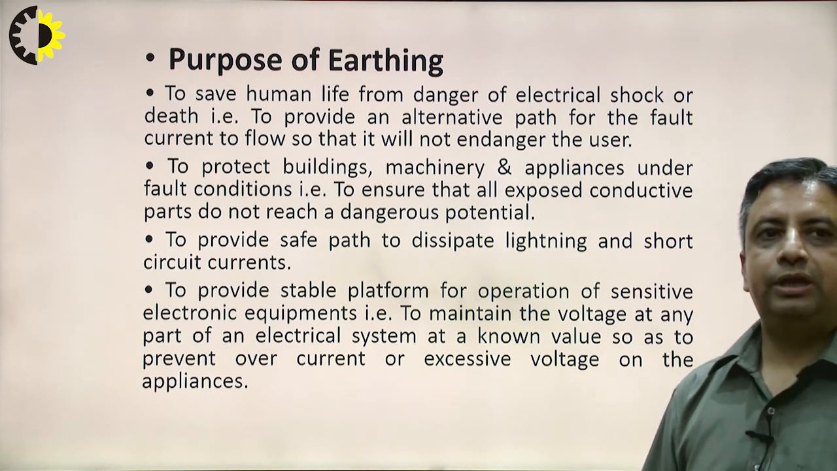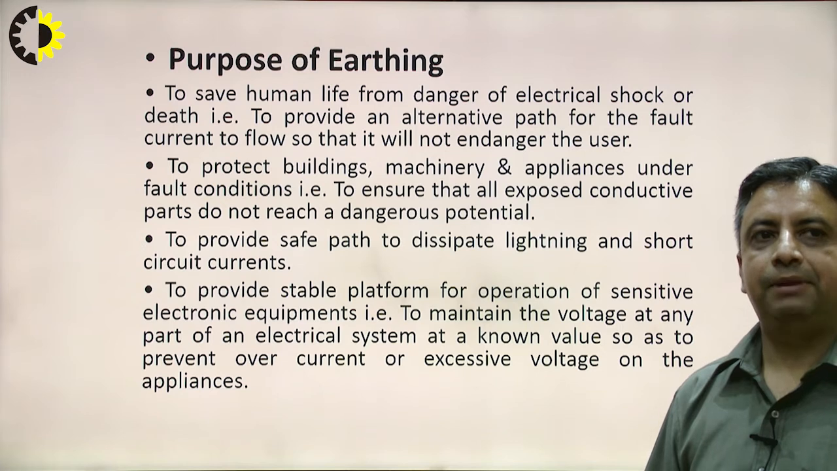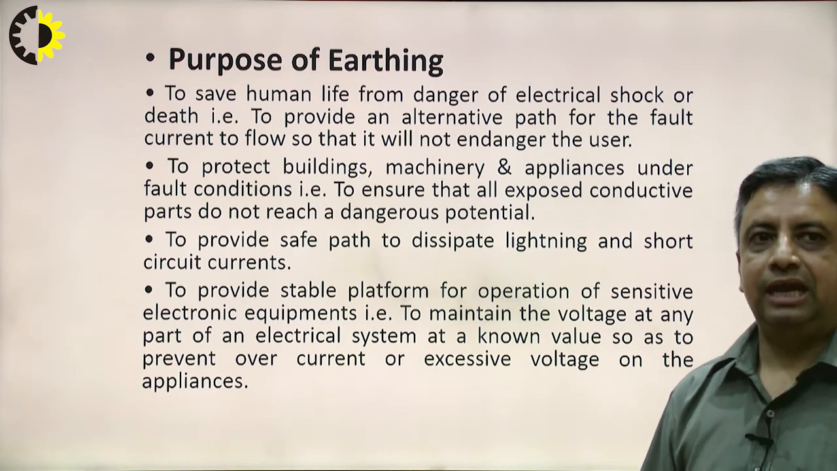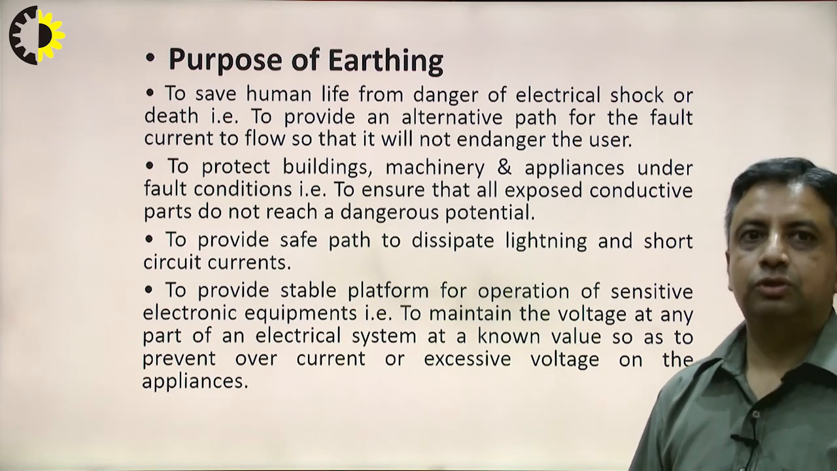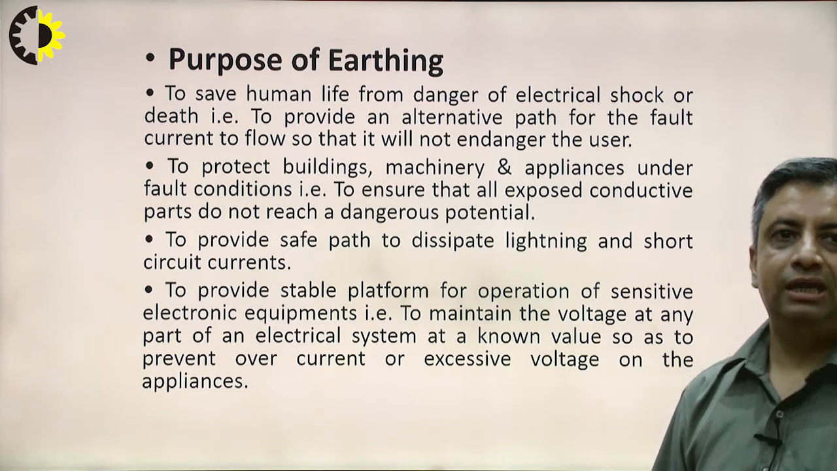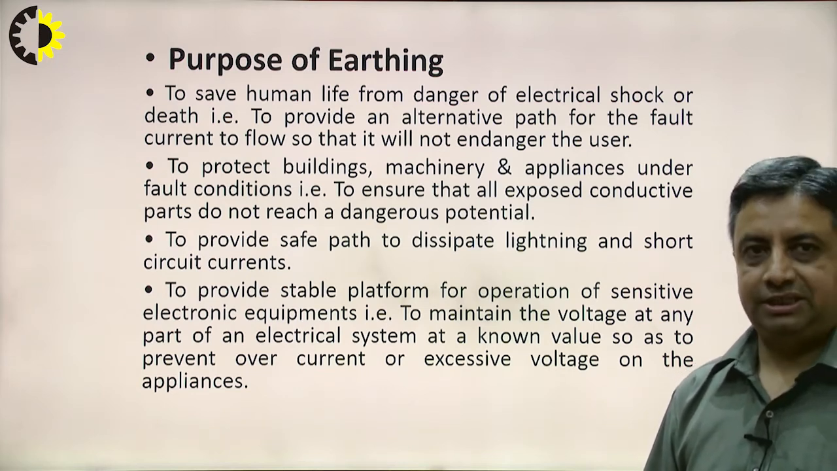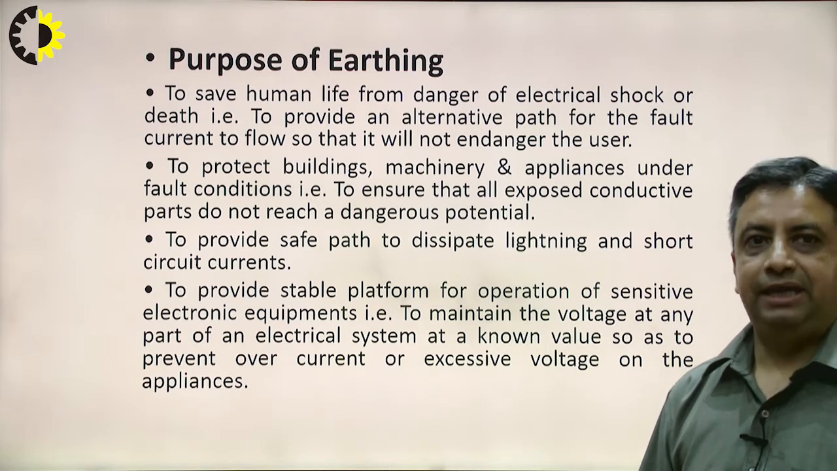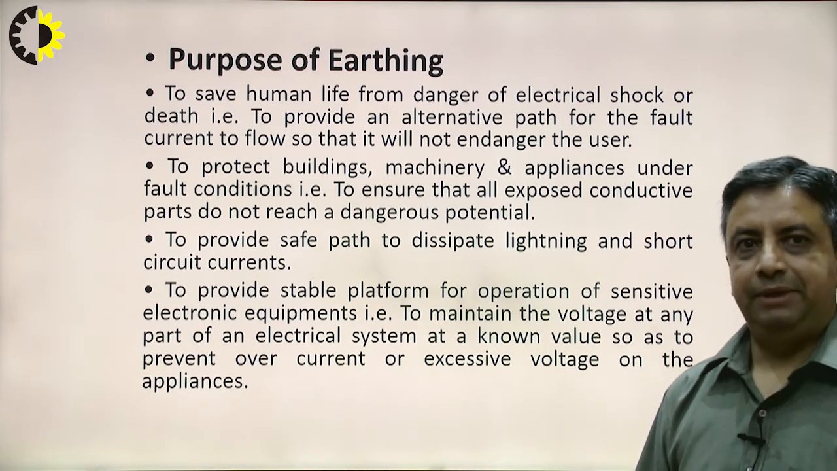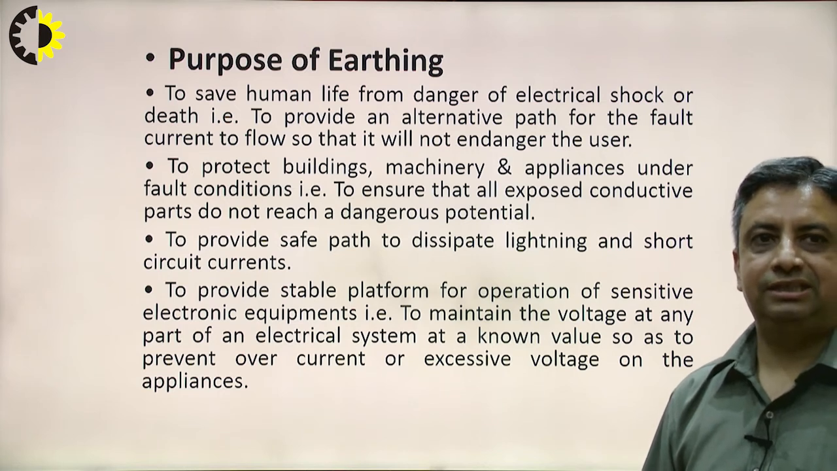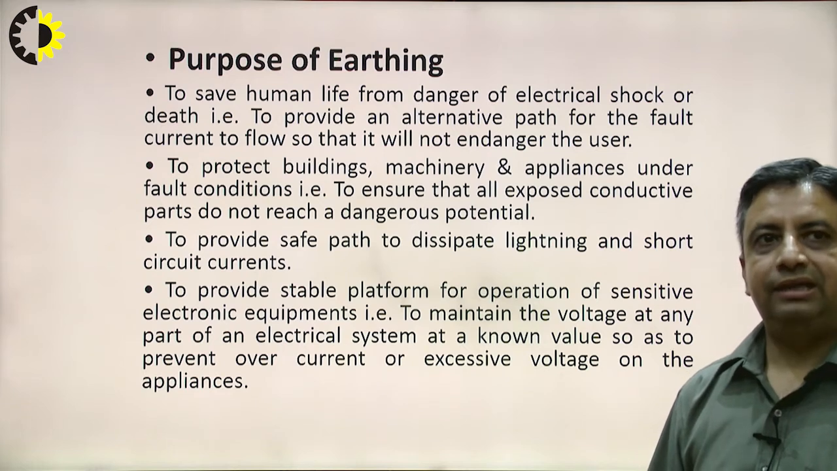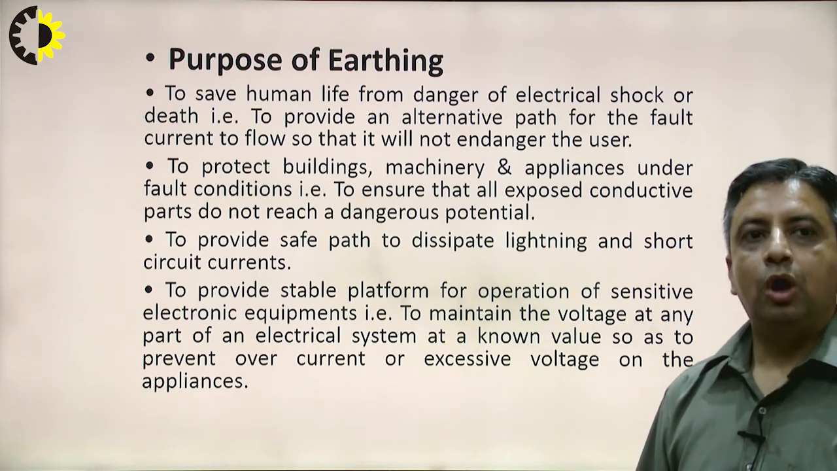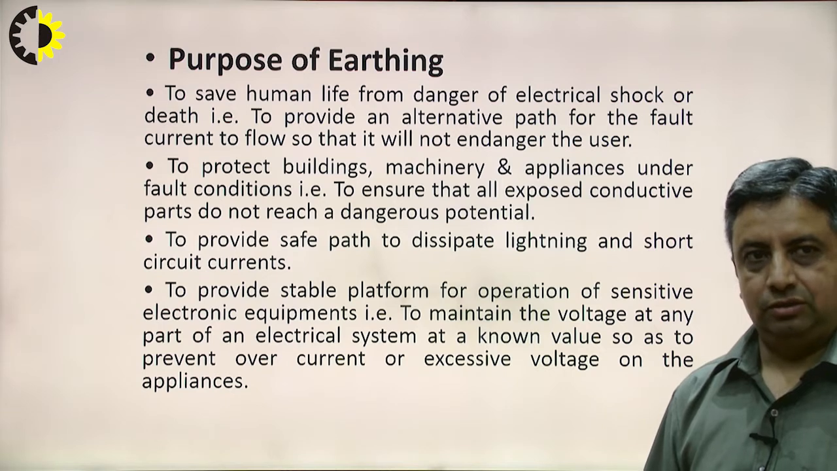Second, to protect buildings, machinery and electrical appliances under fault condition, that is, to ensure that all exposed conductive parts do not reach a dangerous potential. It is very much required that the voltage level of all these machineries is maintained at a prescribed limit. If the voltage level increases, naturally a short circuit condition may happen. So the purpose of earthing is also to avoid the short circuit condition.